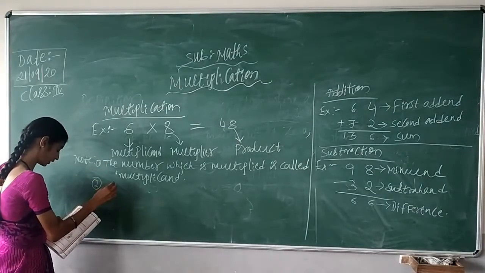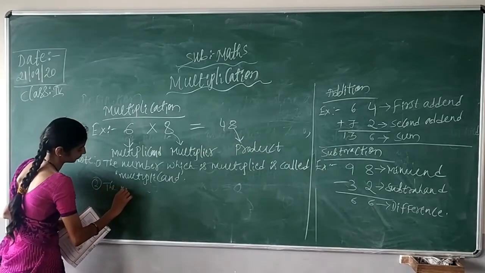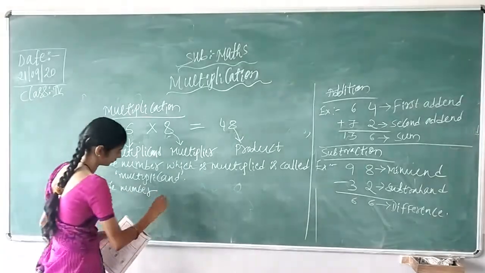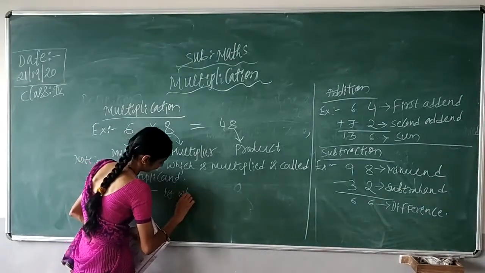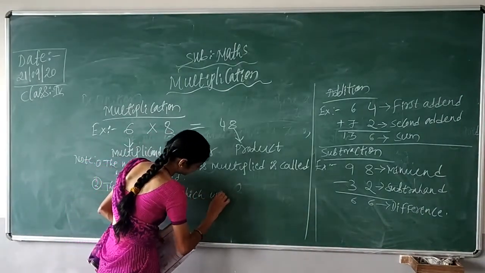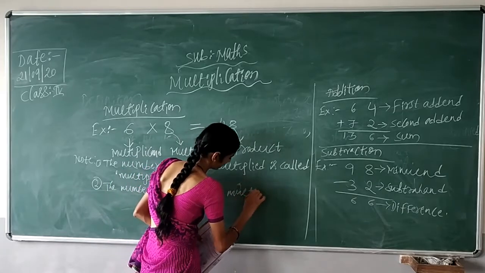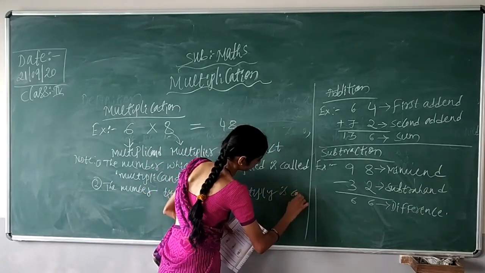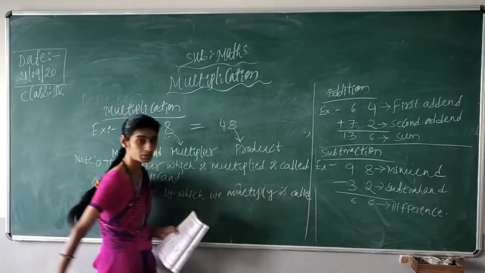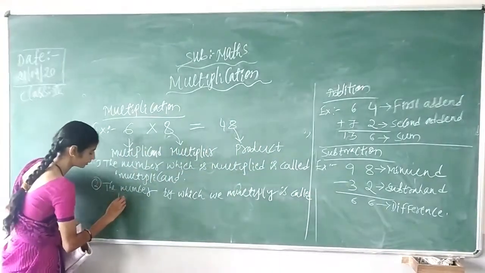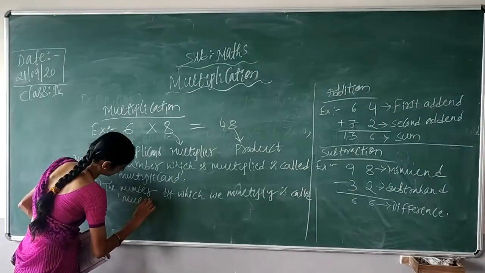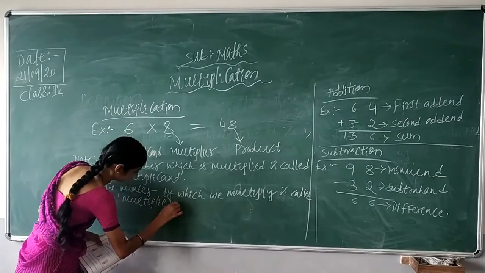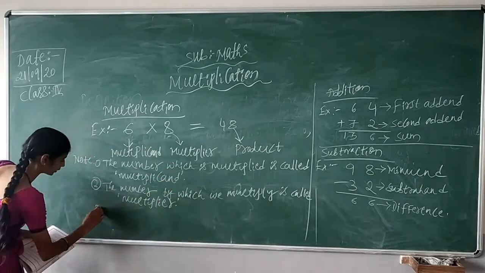Then second note, the number by which we multiply is called multiplier. So you get the difference, children. Read these sentences again and again, you will get the differences.